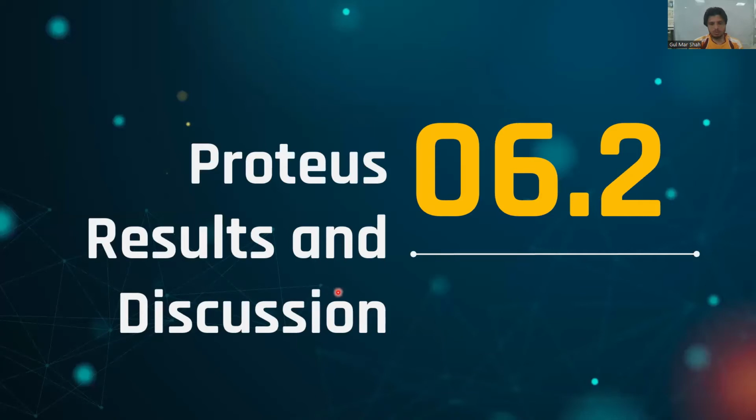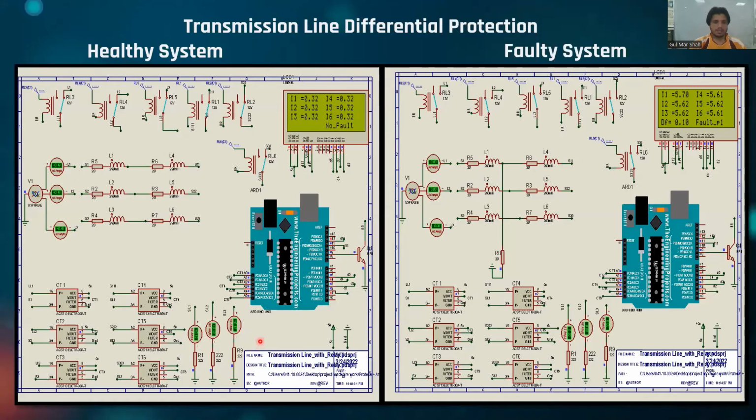Now, after the MATLAB simulation, we have gone to the hardware result and discussion. This is the healthy system where we can see there is no fault in our system, and the input currents I1, I2, I3 are almost equal to 0.32, the same as the output currents I4, I5, and I6.